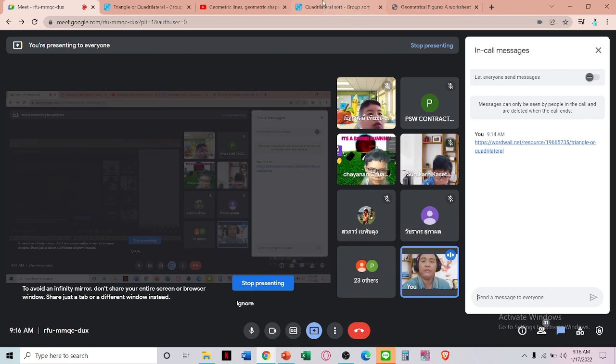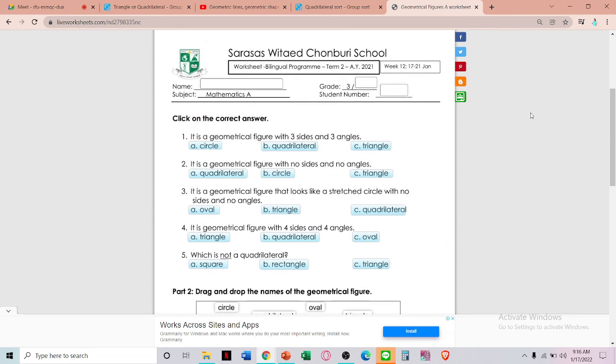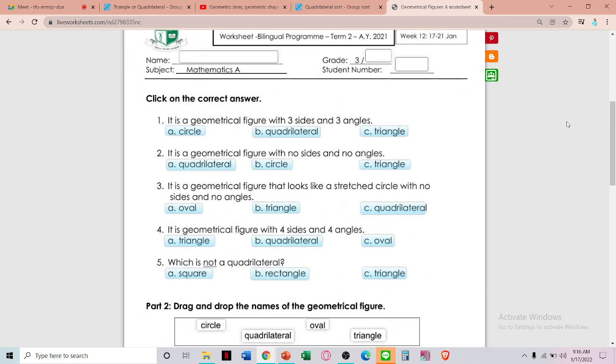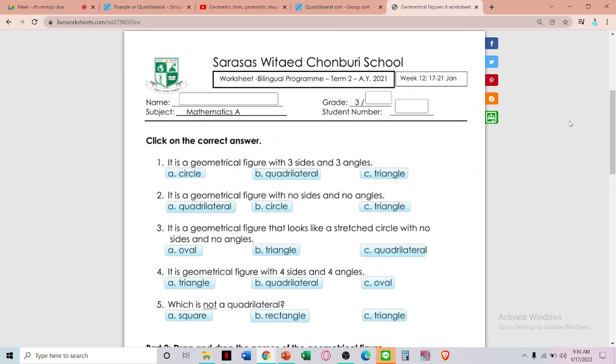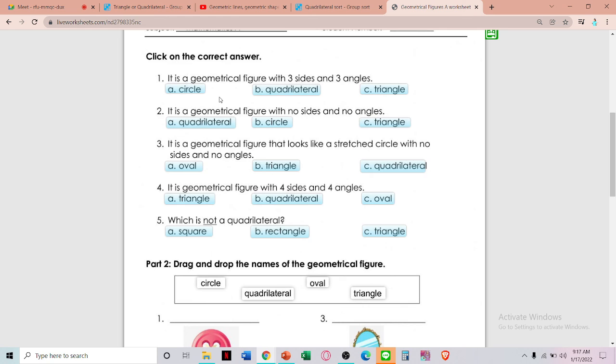Okay, are you finished? Let's have our live worksheet. Are you ready? Now, can you see the live worksheet? Yes. Okay. For the live worksheet, we have part 1 and part 2. Don't forget to write your name, grade, and number. For part 1, let's just click A, B, or C.